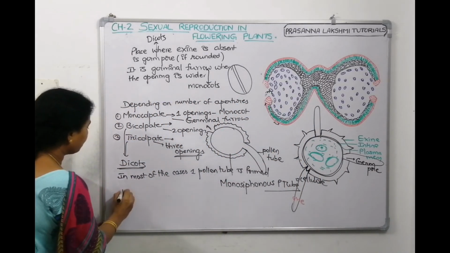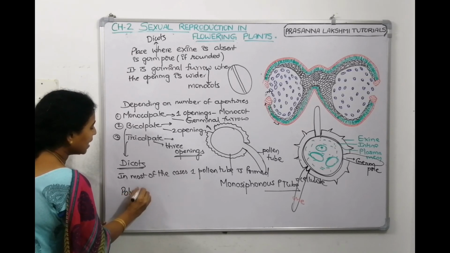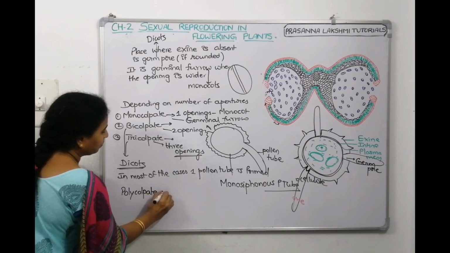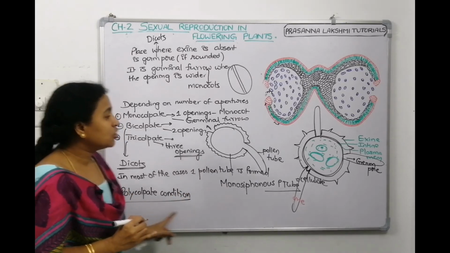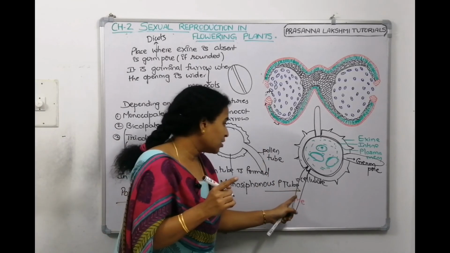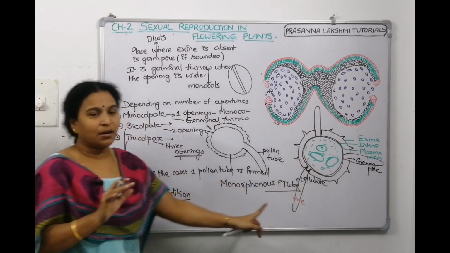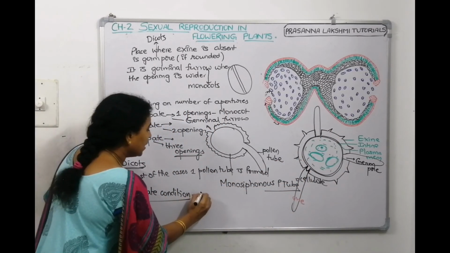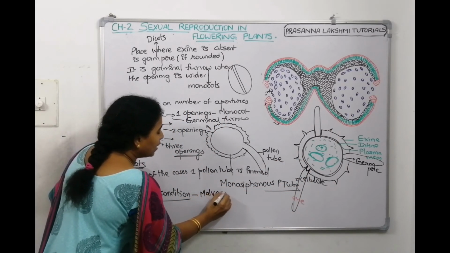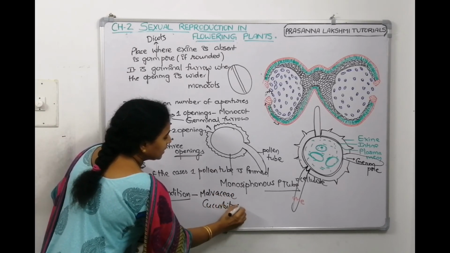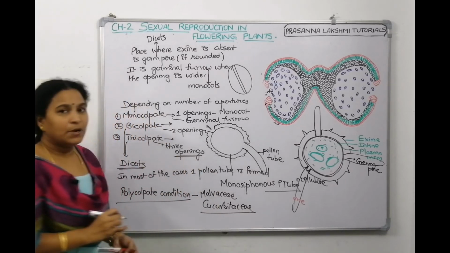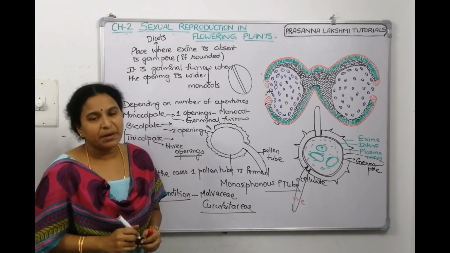So we can see polycolpate condition. What do you mean by polycolpate condition? More than one pollen tube. Here you can see 1, 2, 3. This is rare. Polycolpate condition is found in Malvaceae and Cucurbitaceae.